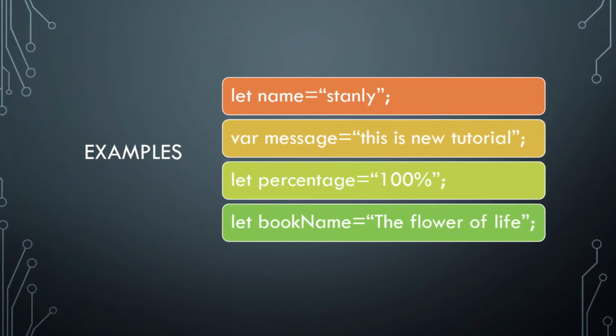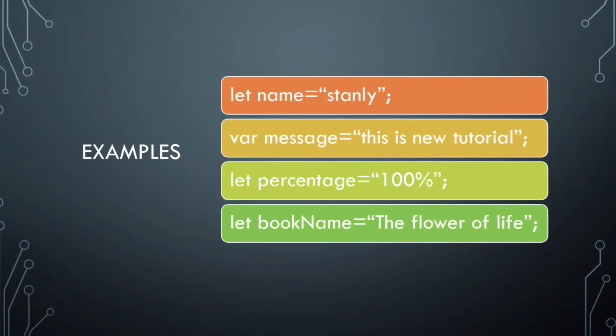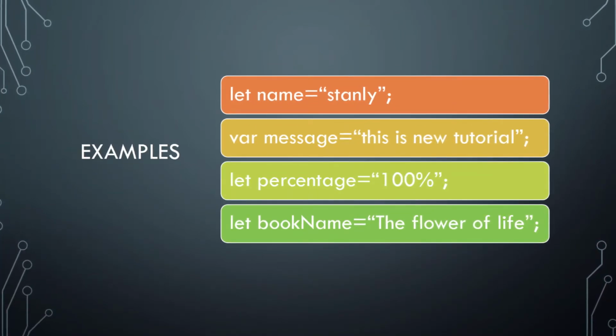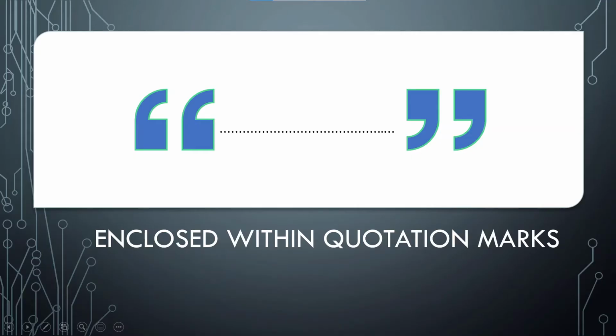Name, Stanley. Message, this is new tutorial. Percentage, 100%. And book name, flower of like. All these values are textual content, as they are enclosed within quotation marks.